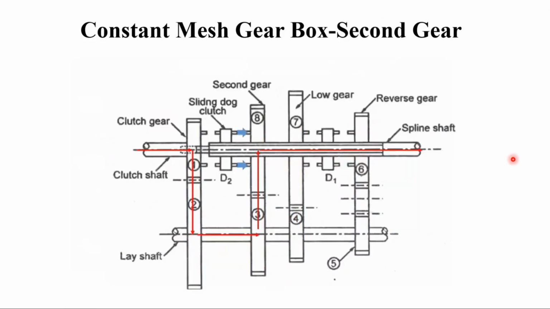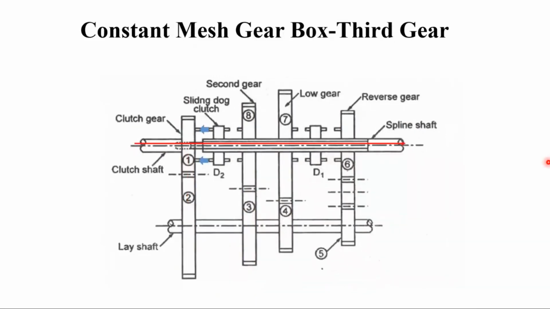So next is going to be the second gear. In this second gear, dog clutch D2 will move towards right such a way that gear number 3 and gear number 8 will mesh, and the power goes such a way: 1 to 2, 2 to 3, 3 to 8 to the output shaft. And this is the third gear.